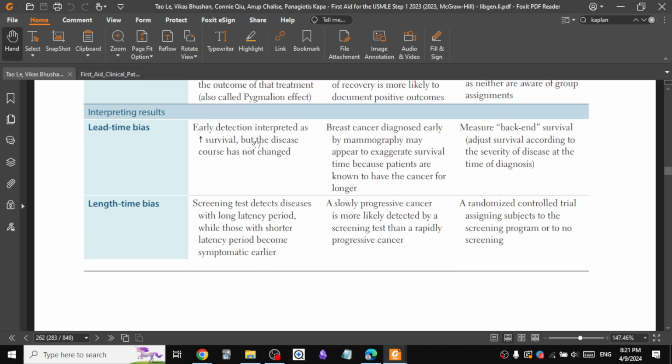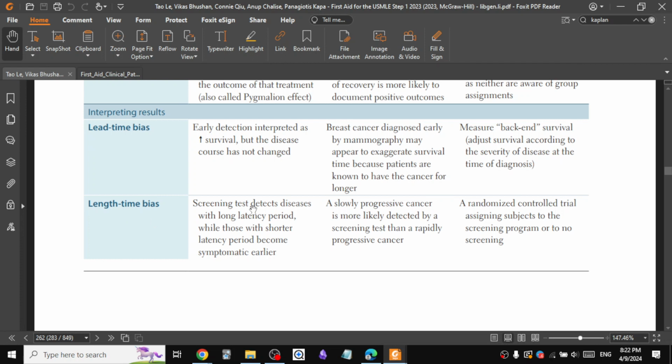So now read this. Early detection interpreted as increased survival, but the disease course has not changed. Breast cancer diagnosed early by mammography may appear to exaggerate survival, but it doesn't actually reflect that. Measure the back end survival. Adjust survival according to the severity of the disease. This is important, right? Back end survival. What does that mean? It means that after detection, you grade the tumor and then determine the survival chances or rate.